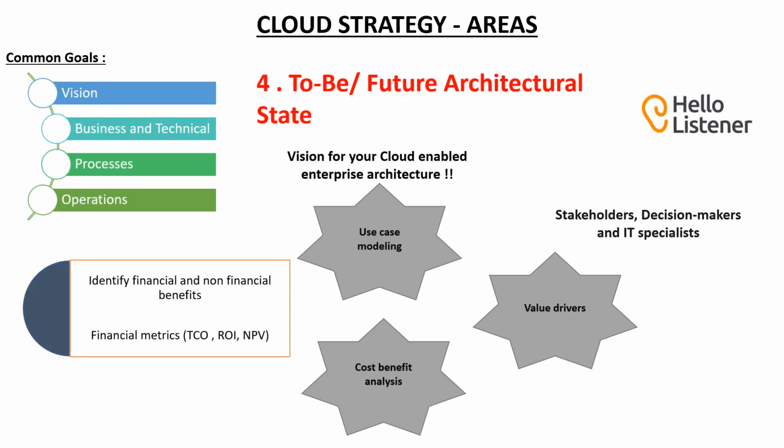Four, to-be architecture, or what is your future architecture state. The main goal of what I'm talking about here is to have a clear understanding of how you want your to-be state to look. At the same time, what is your vision for a cloud-enabled enterprise architecture? I think you should come up with that vision. It should have both the business and the technical sides of your cloud implementation. At the same time, understand the impact of your existing company processes and operations, which also needs to be assessed at this level.